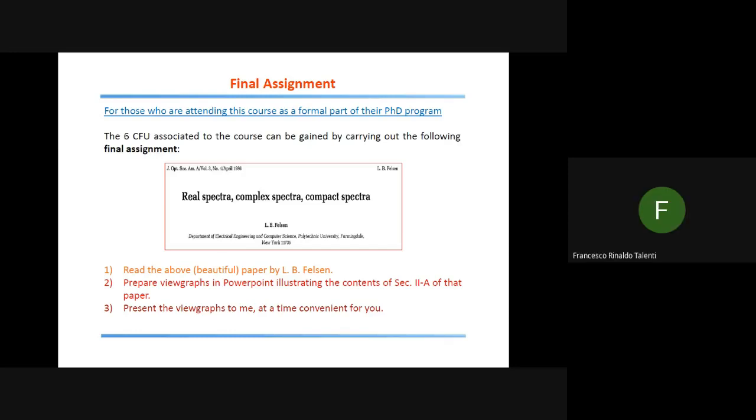Is it free access? The paper is not free access. Thanks for the question. I was forgetting to say that the paper has been posted on the e-learning site of this course, so you can download it from there.